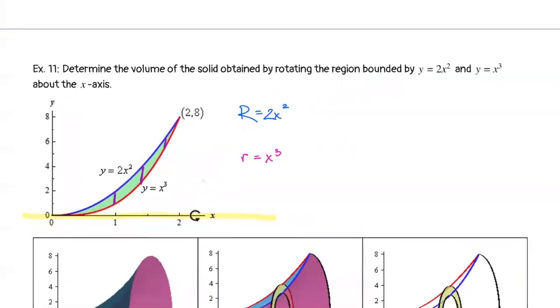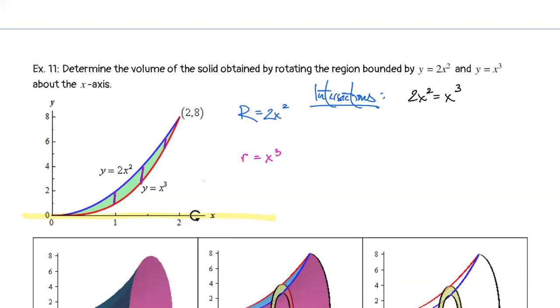All right, before we move on to visualizing a little bit more and setting up the integral, I do want us to practice finding those intersections. Okay. So I think by now we know we're going to take the two equations and set them equal to each other.